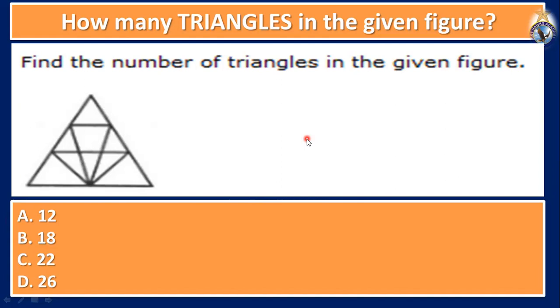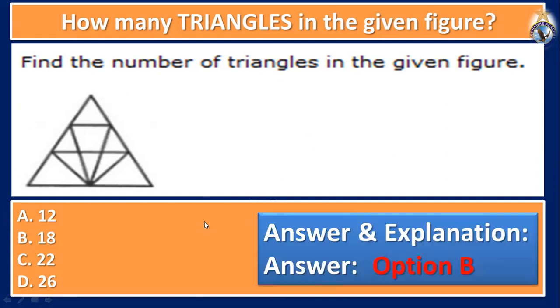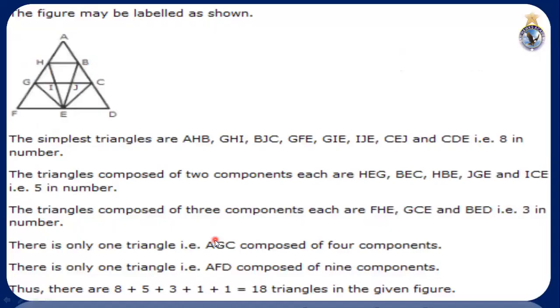Okay, let's see the right answer. So there are 18. What was your guess? What was your counting? I don't know, I didn't finish it. Okay, anyhow, let me explain how the 18 triangles are there in the figure.